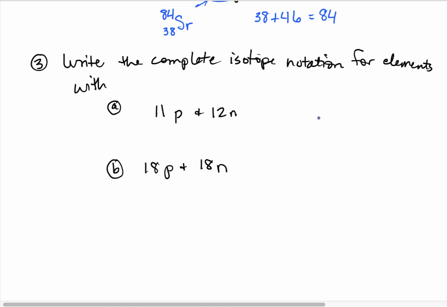All right, I bet you're getting fast at these now. So 11 protons gives us sodium with an atomic number of 11. And then 11 plus 12 gives us 23. So this is our most common isotope of sodium. 18 protons gets us argon. And then 18 plus 18 is 36. Okay. One more practice problem.